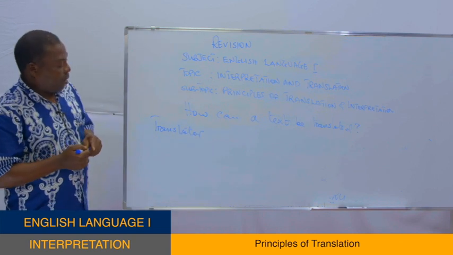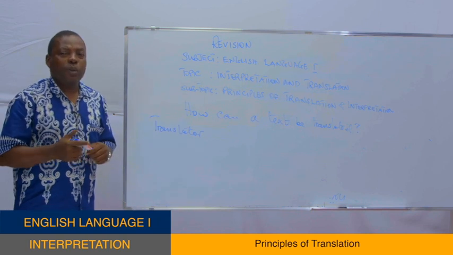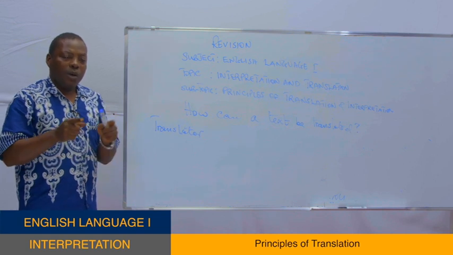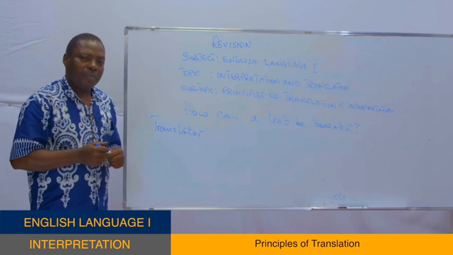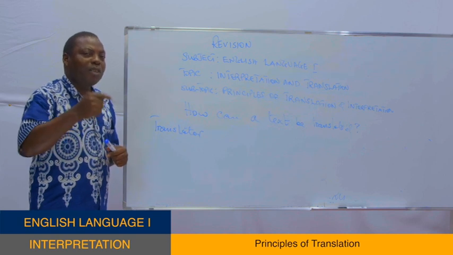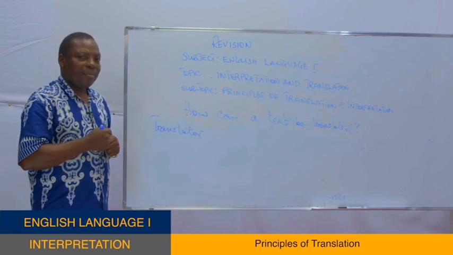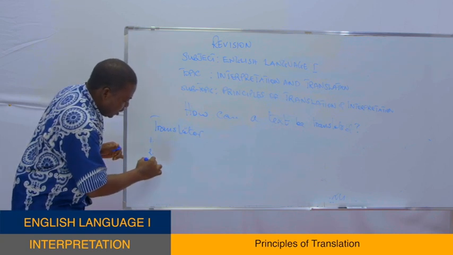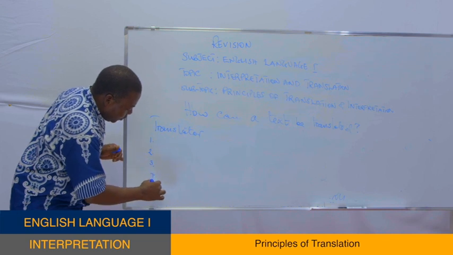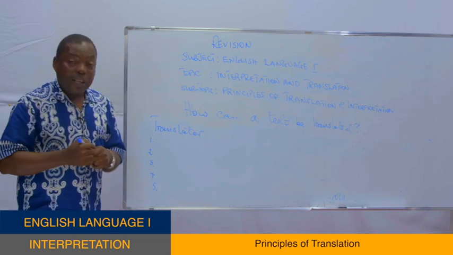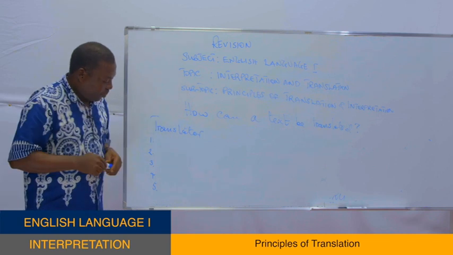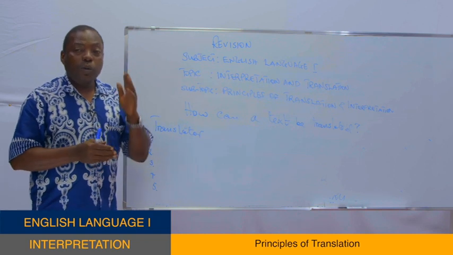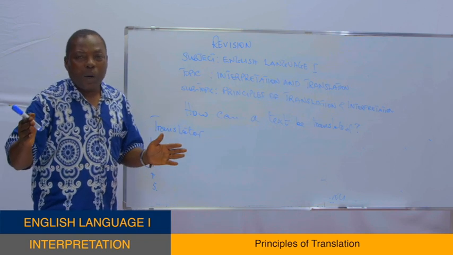what do you have to do? You have the task ahead of you. You have the text there. How are you going to translate that? There are stages that one has to go through. The first thing, a translator has to go through the whole text. You have to read from the beginning towards the end.